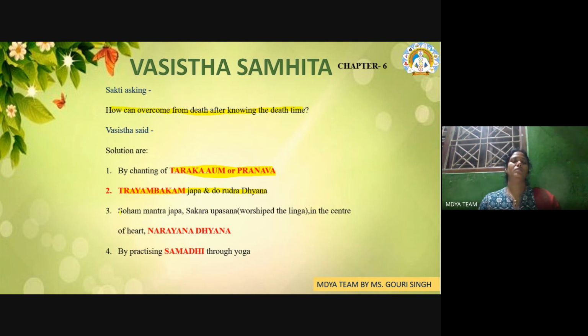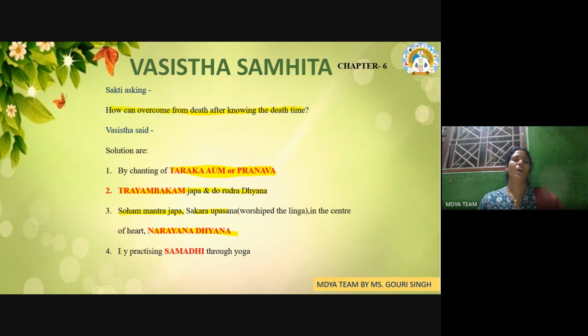The third step given by Vasistha is Soham Mantra Japa, meaning Sakara Upasana. If you are worshipping through the Sakara, meaning in the presence of any object, you are worshipping the Linga in the center of your heart, or if you are doing Narayan Dhyana also, then you can overcome death.